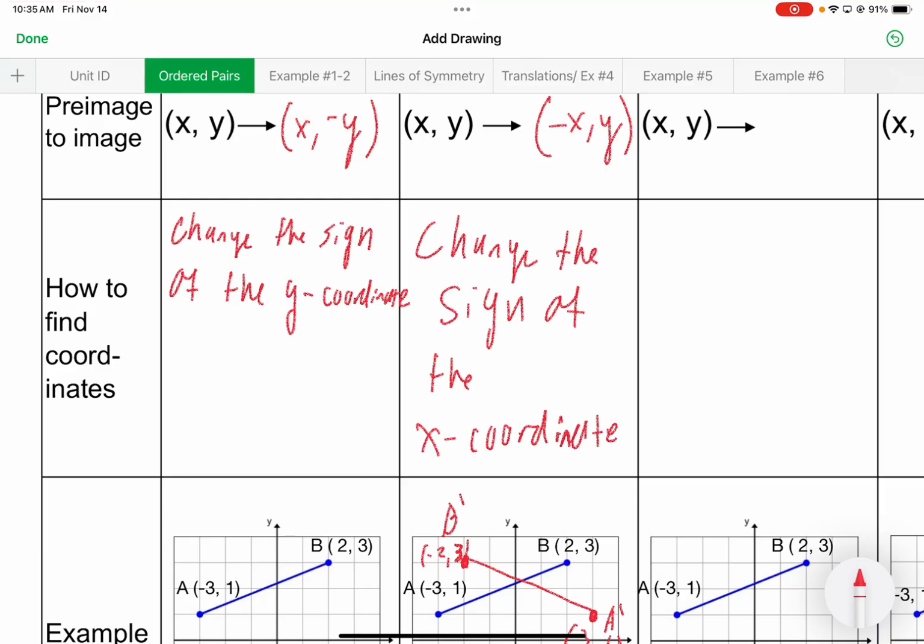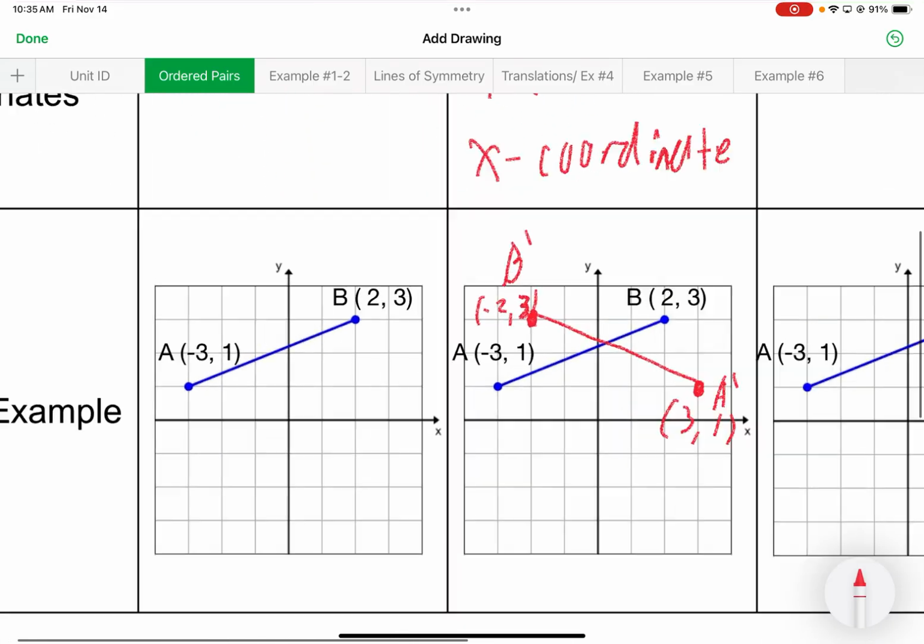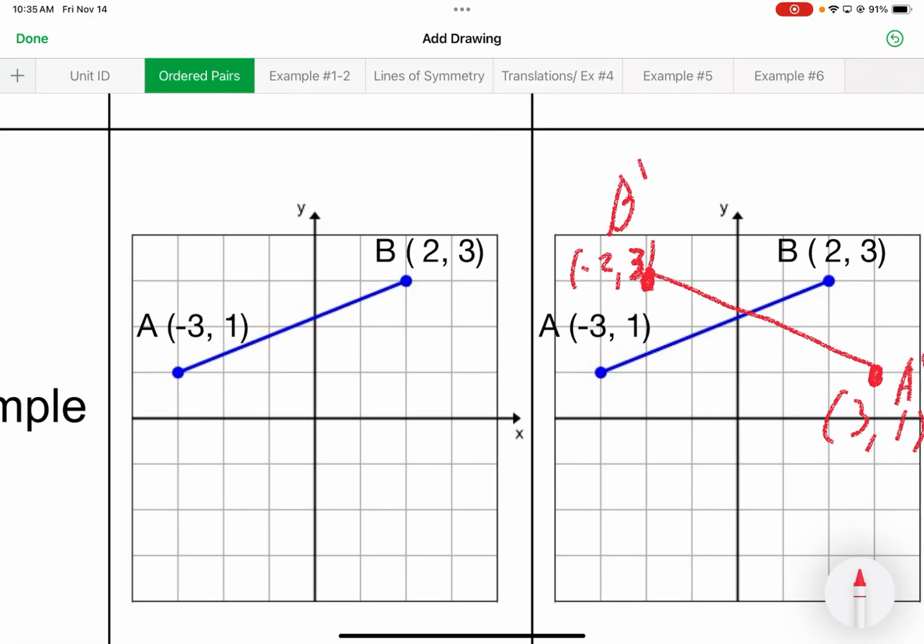All right, so I have that same line segment, but in this case, I want to reflect it over the x-axis, okay? So let's start with point A. Point A is here, negative 3, 1. If I want to reflect that over my x-axis, which direction is it going to go? Down. How many units? 2 units. So it becomes the point negative 3, negative 1.